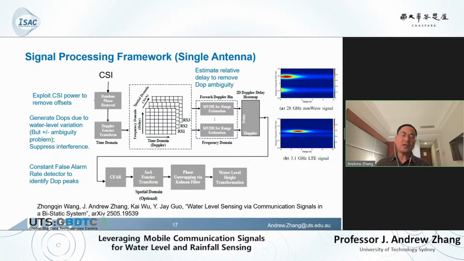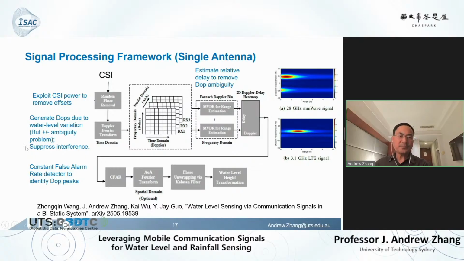For example, as I mentioned in the last lecture, even for a single antenna, instead of doing cross-antenna cross-correlation in the spatial domain, we can also do this at the subcarrier level in the frequency domain. But here we just use the example of the power of the received signal for offset removal. And then we do a Doppler transform across the snapshots. So we have multiple measurements across the temporal domain, and we call them snapshots. This will enable us to generate Doppler frequency estimates.